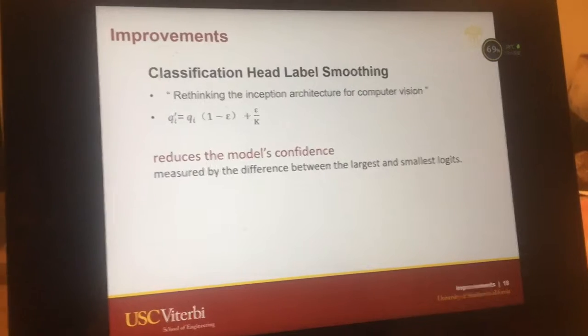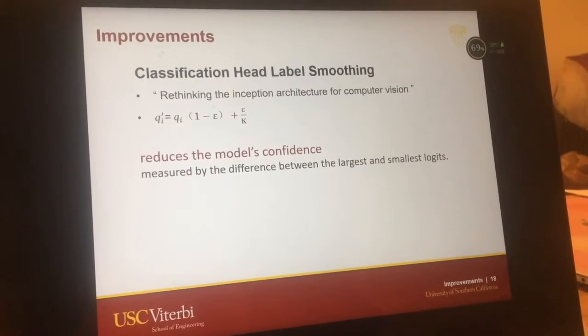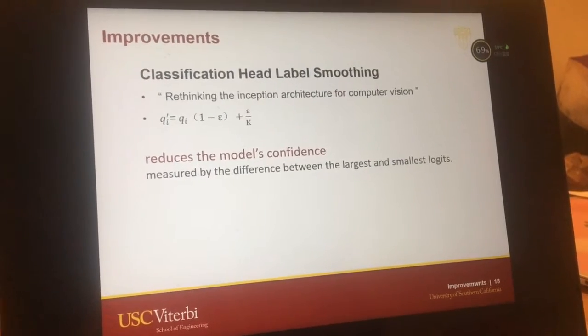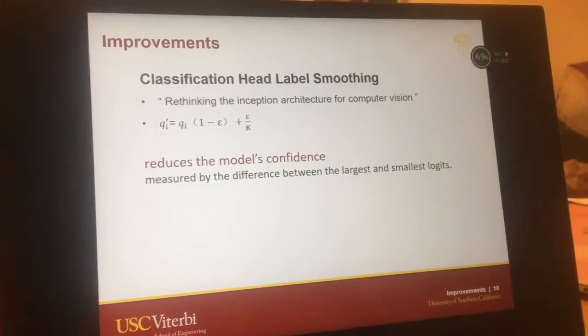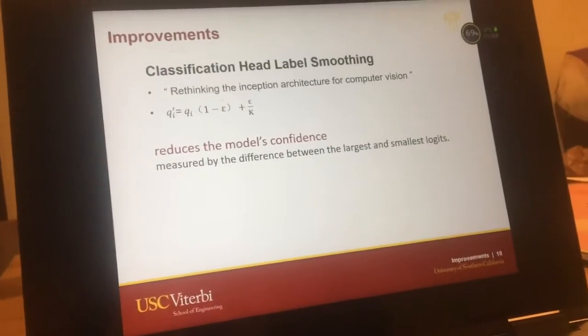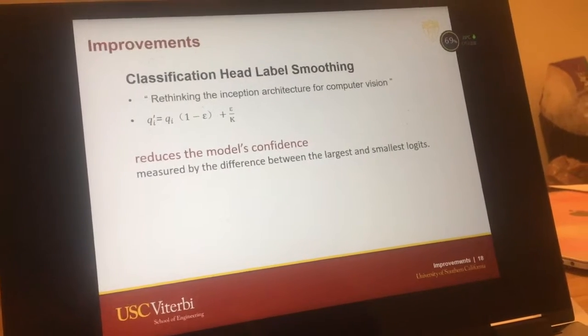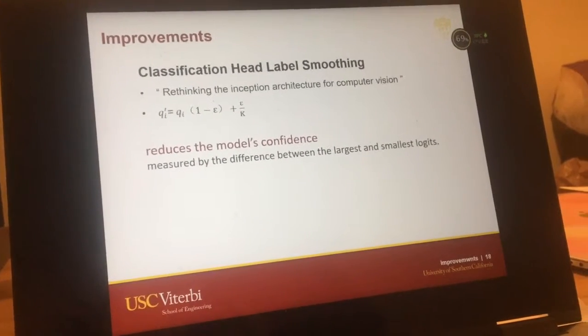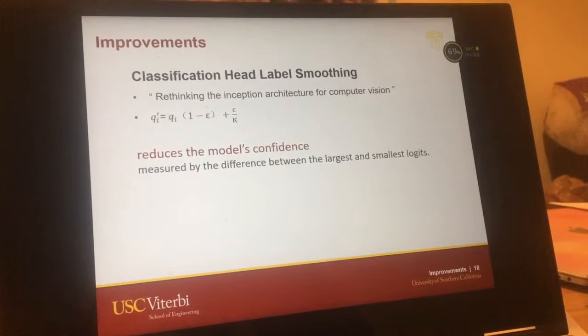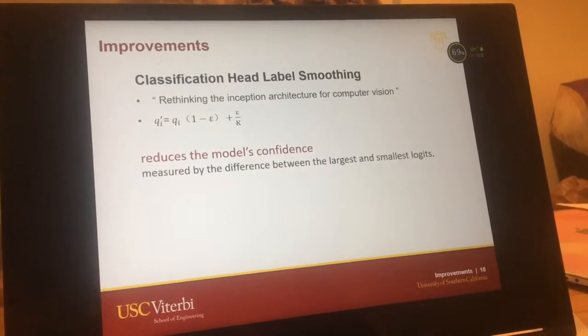That is q equals q times 1 minus epsilon, plus epsilon over K. K is the number of classes, and epsilon is a small constant number. That's a good way to help us reduce the model confidence, because sometimes the label is not true or there is something wrong with the classification. So this is a way to measure by the differences between the largest and the smallest logits.